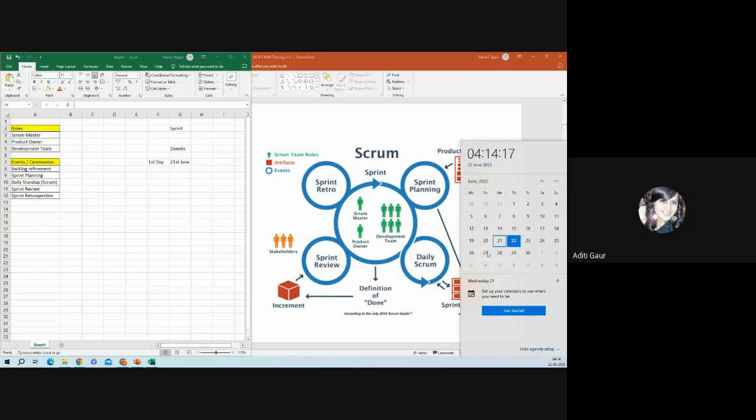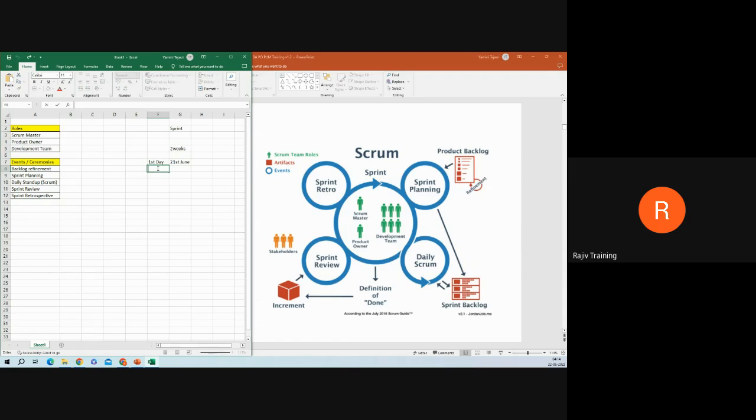So it will start on 21st. 1 week will end on 27th. Then the next week will start on 28th. It's a 2 week sprint, so it ends on the 4th. First day of the sprint is 21st June, last day is 4th of June.